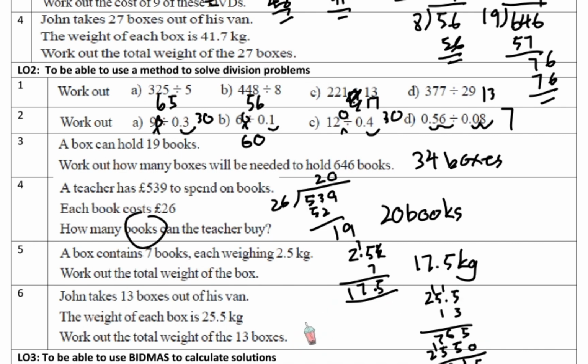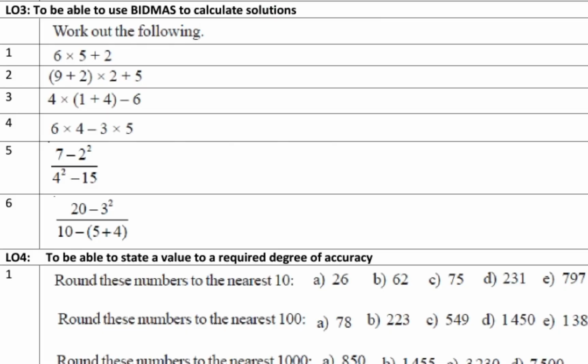So the final answer is 331.5 kg. Because there is a decimal here, so we need to move it. 3, 2, 1.